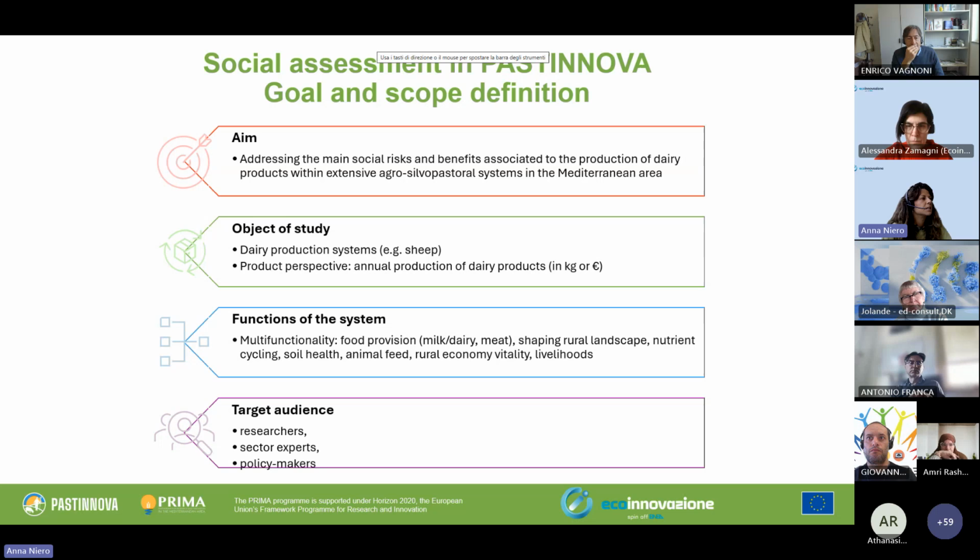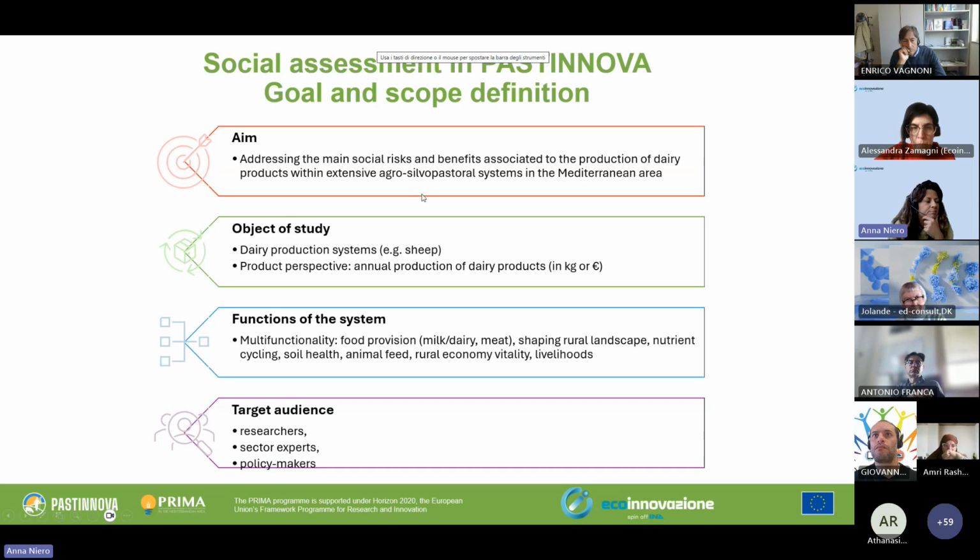So the aim that we identified for this social assessment is addressing the main social risks and benefits that are associated to the production of dairy products within extensive agro-silvopastoral systems in the Mediterranean area, which is, of course, very much related to the context of the Pastinova project, but it can be replicated and extended to other contexts. But still, we needed to identify this geographical scope for the intrinsic characteristics that it has.